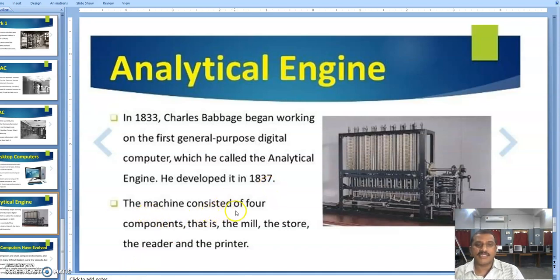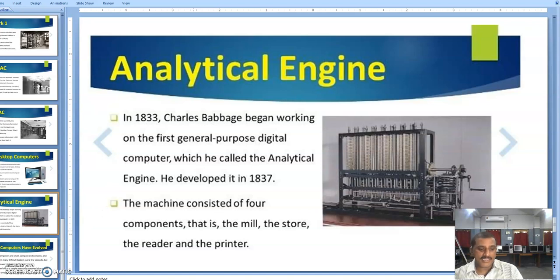The machine consisted of 4 components, that is the mill, the store, the reader and the printer. What are the parts of the computer which he developed in the year 1837? It is the Analytical Engine. The main components of this computer are the mill, the store, meaning the storage device, the mill is nothing but a CPU, the reader and the printer. So who developed this Analytical Engine? Charles Babbage. That's why he is known as the father of computers.